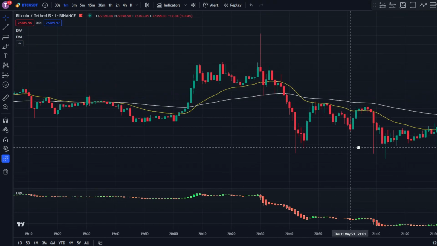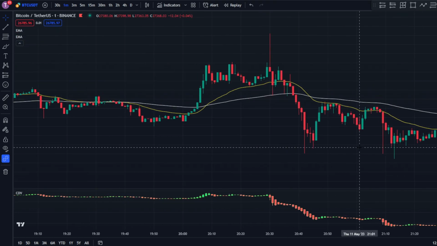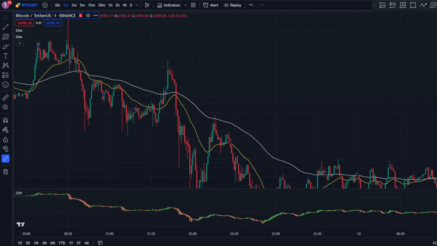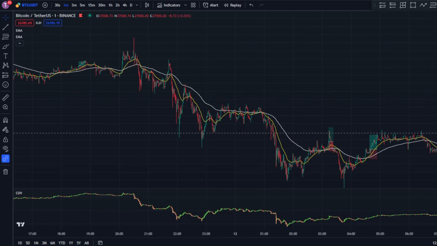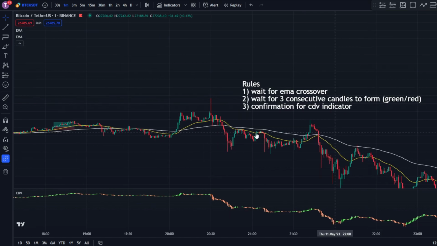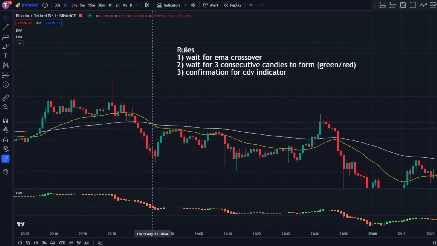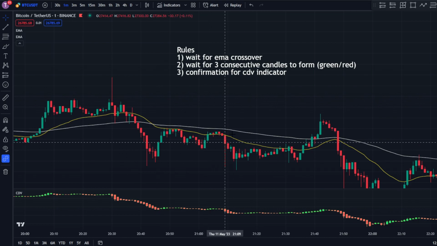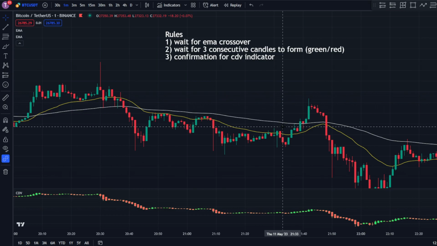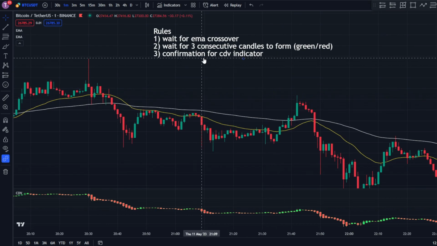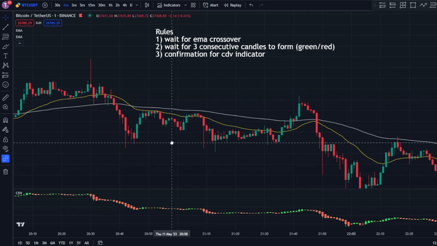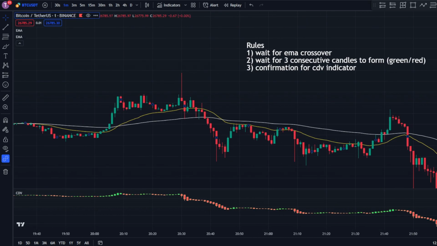Now I'm going to show you guys how to take the short side positions, and it's pretty much the same thing if you look at the same set of rules. Let's zoom in here. We're looking at this thing here. We wait for the EMA crossover below. So right here we have the crossover below. Wait for the formation of 3 consecutive red candles forming below, and what we want is a confirmation by the CDV indicator. So here will be a valid position.